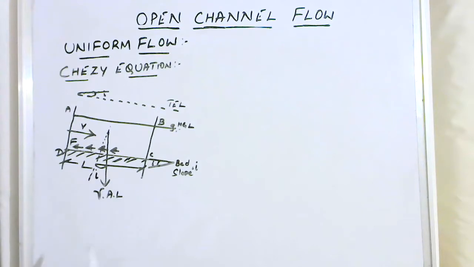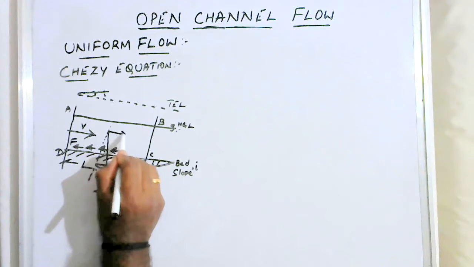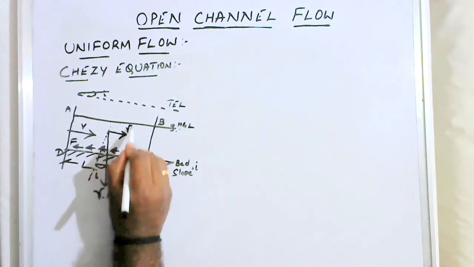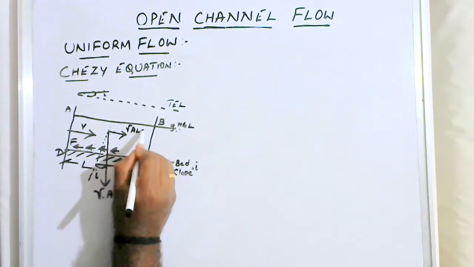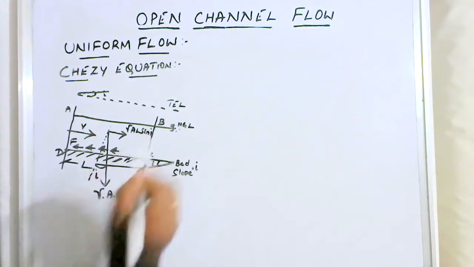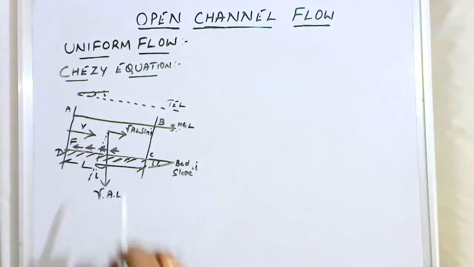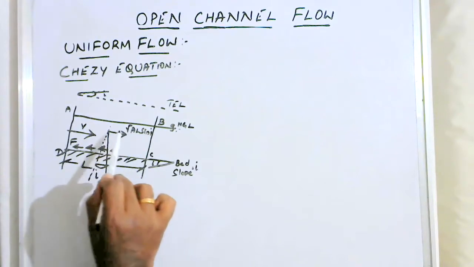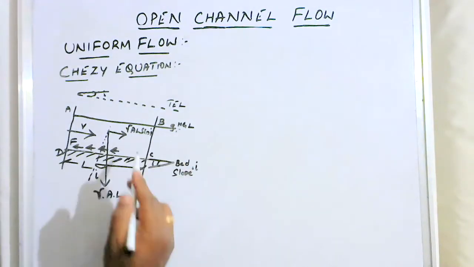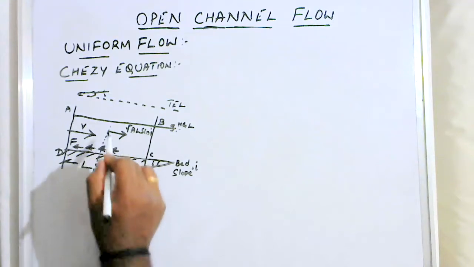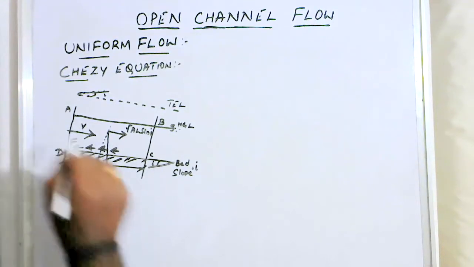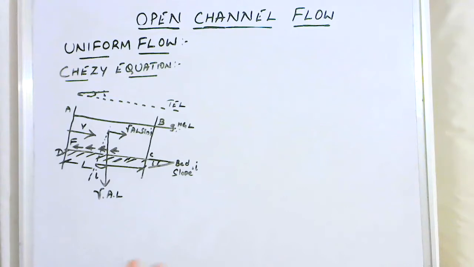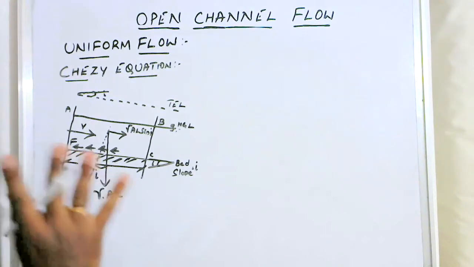If I consider the component of this weight along the direction of flow, as I discussed in the previous section, it becomes gamma AL sine i, where gamma is density and AL is volume. Therefore, density multiplied by volume is nothing but weight, multiplied by sine i, because we have to resolve this component of the weight along the direction of flow. Okay, you understand?